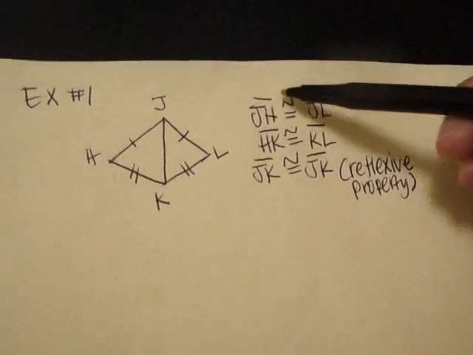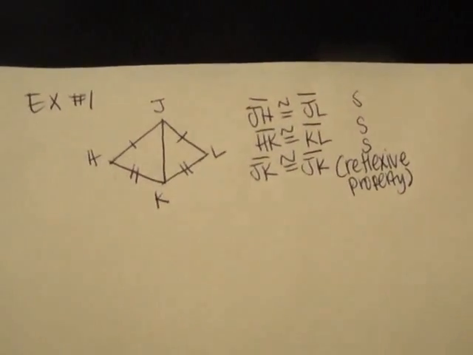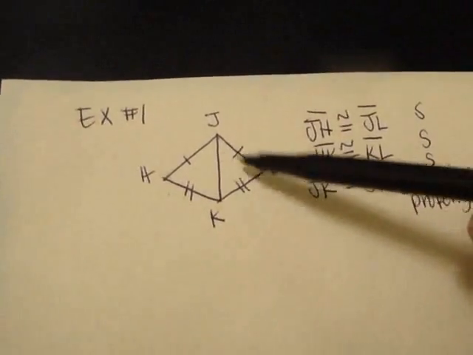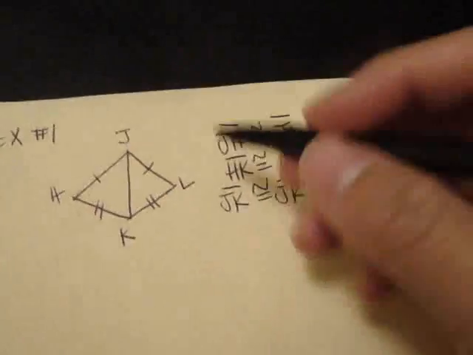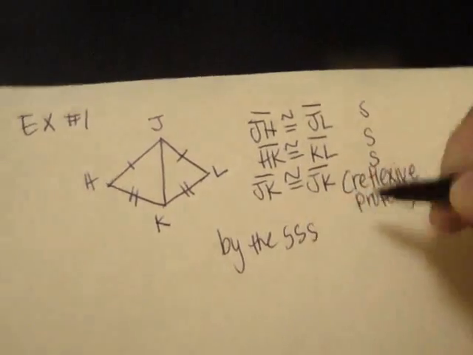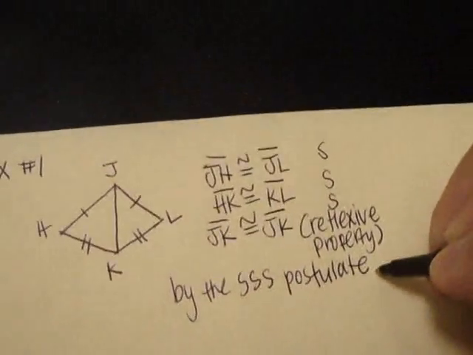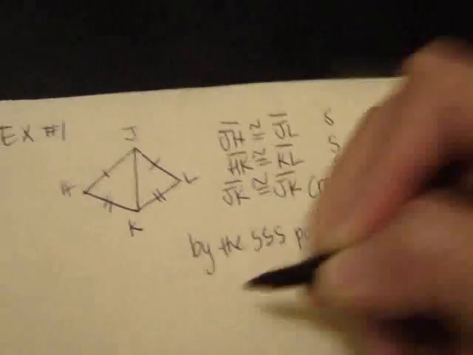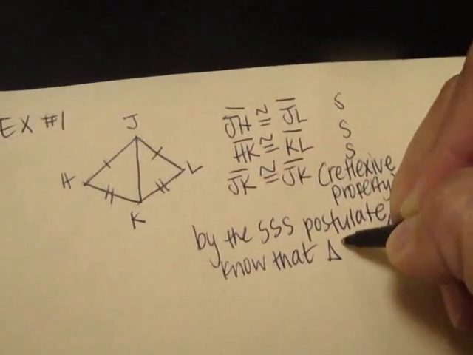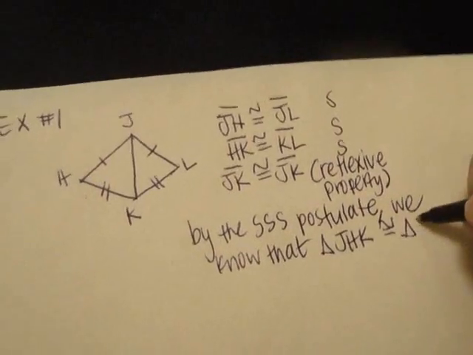And because these three sides are all congruent to each other, we can then prove that these two triangles are congruent to each other using side, side, side. So, by the side, side, side postulate, we know that triangle JHK is now congruent to triangle JLK.